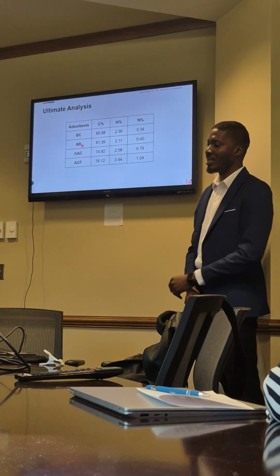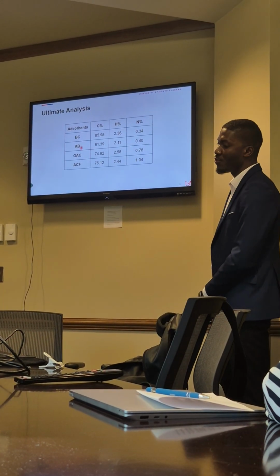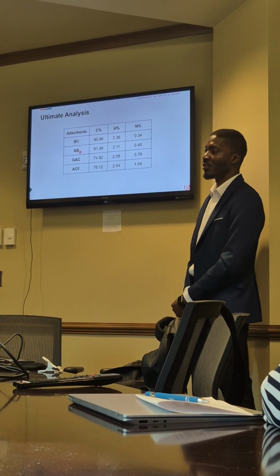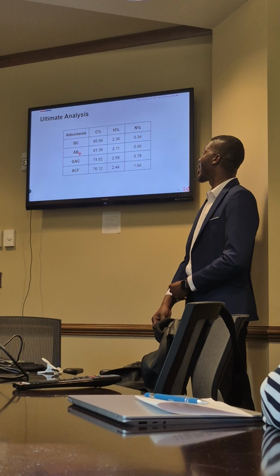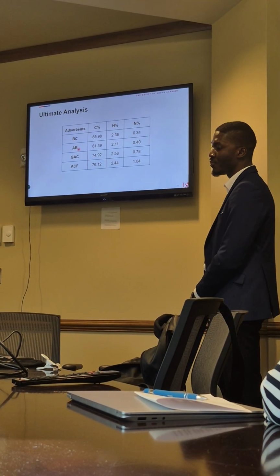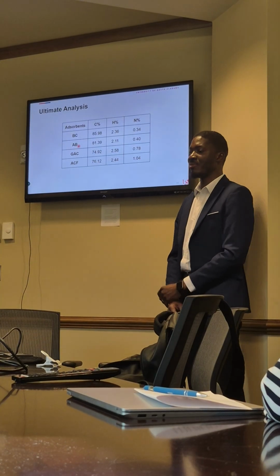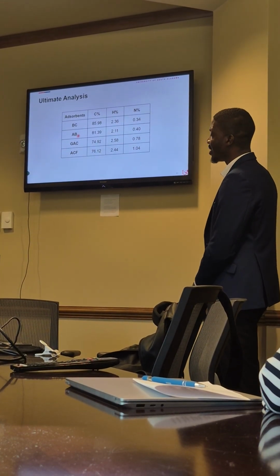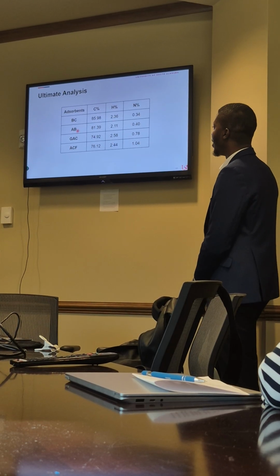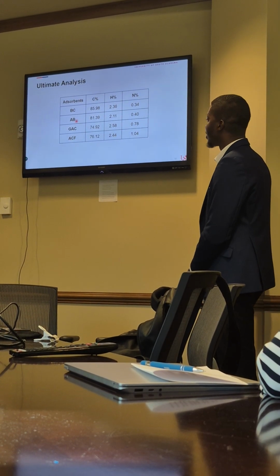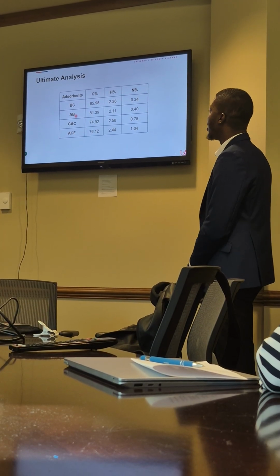So for our ultimate analysis, we did this to also confirm the elemental carbon in our materials. That was what was of interest to us since we were looking at carbon materials. And this also was more than 70%, which confirms that our materials have a highly developed carbon structure. Our nitrogen and hydrogen percentages were relatively low, less than 5%, signifying that our adsorbents are stable and the carbon structure has been developed.